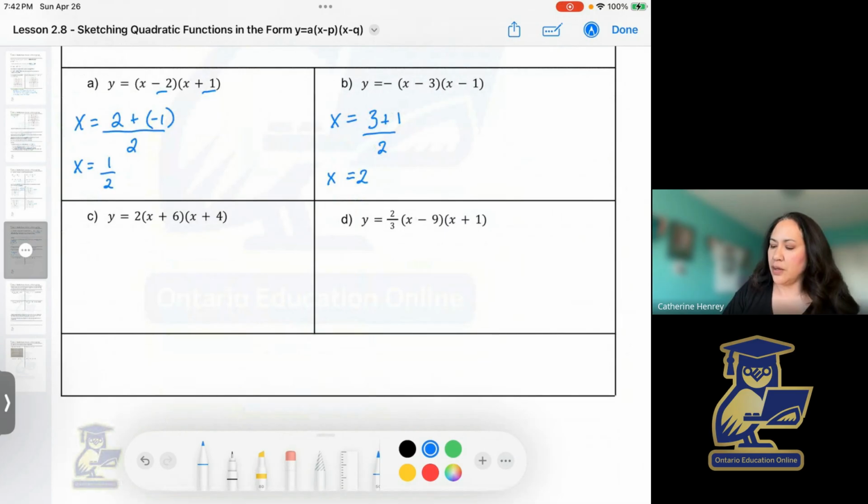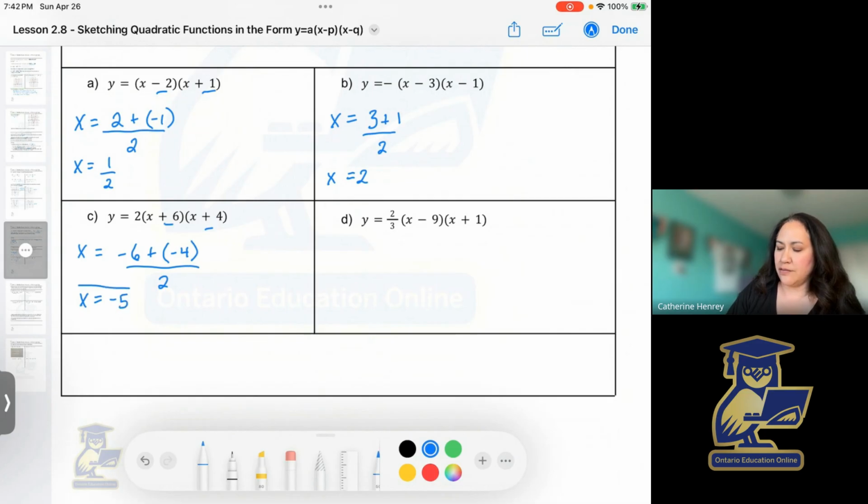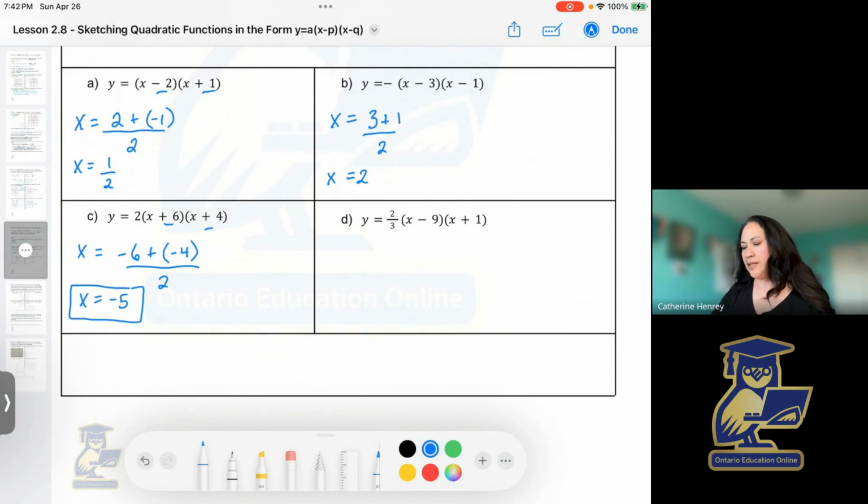So this can be done fairly quickly. X equals -6 plus -4. Remember, opposite sides, divided by 2. X gives me a -10 divided by 2. The axis of symmetry is x equals -5. And finally, D, x equals, this is 9 plus -1. That'll give me 8 over 2. The axis of symmetry here is x equals 4.